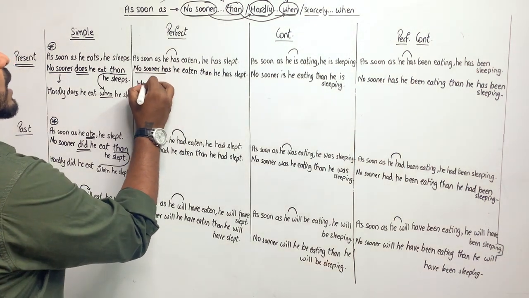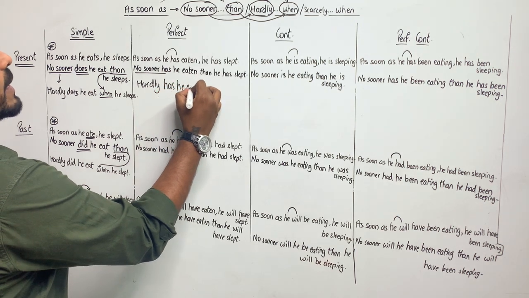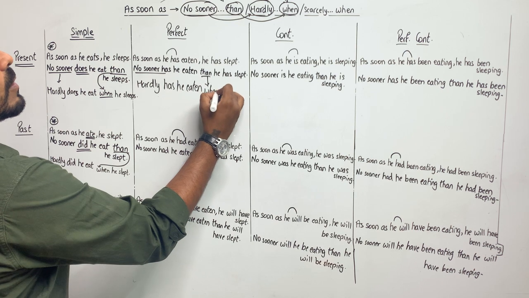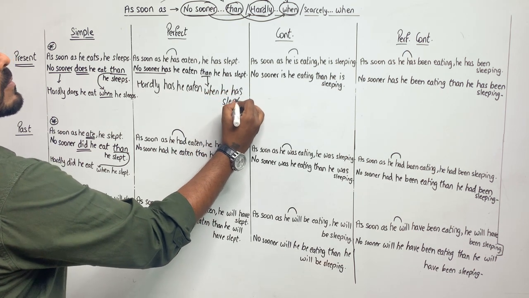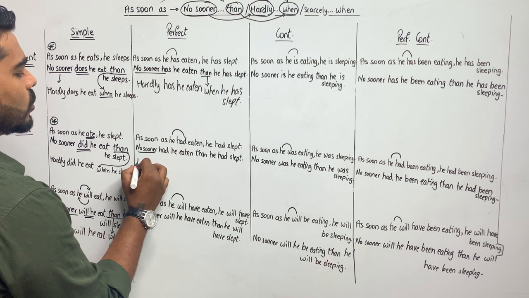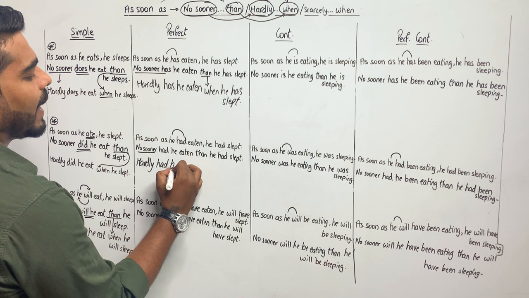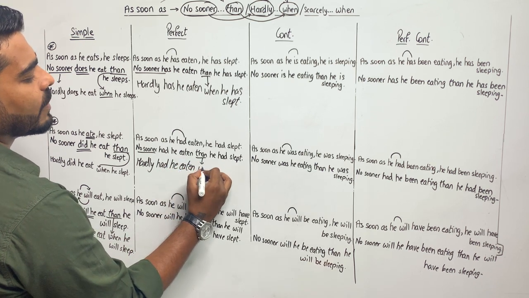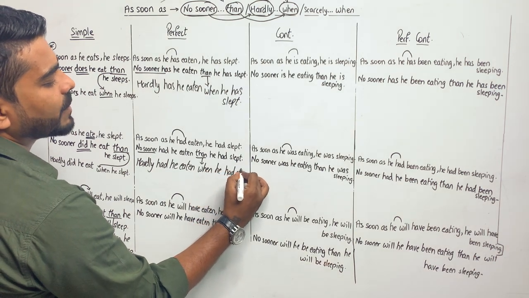No sooner becomes hardly. Hardly has he eaten, than becomes when: when he has slept. No sooner becomes hardly. Hardly had he eaten, than becomes when: when he had slept.